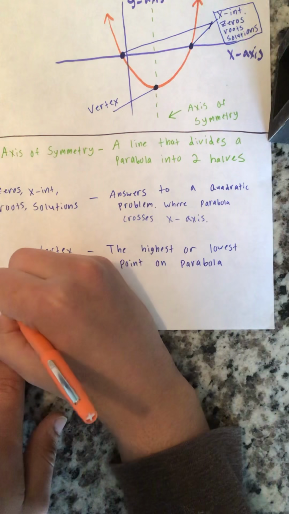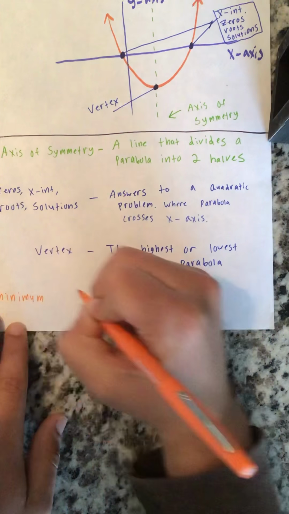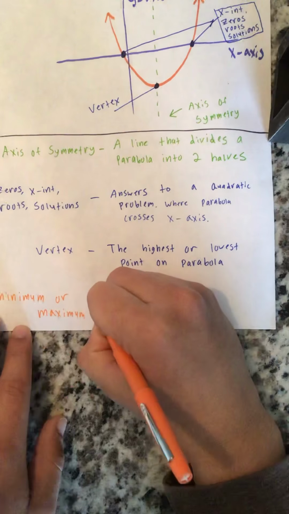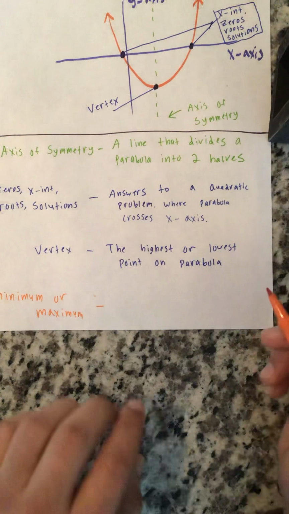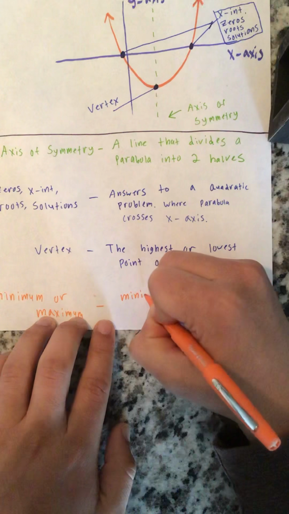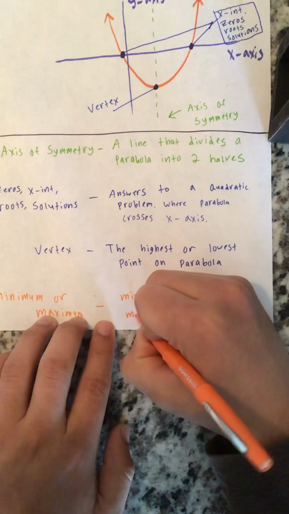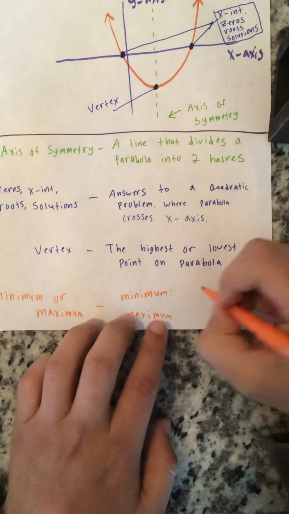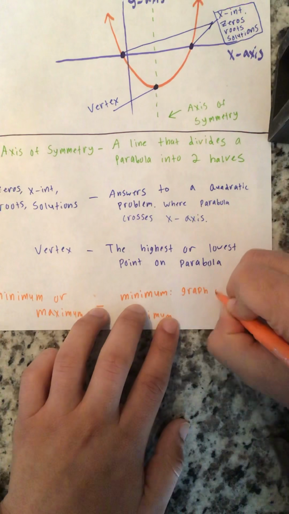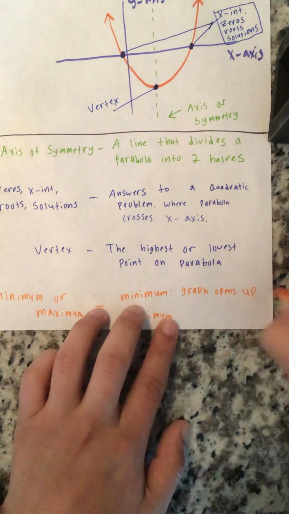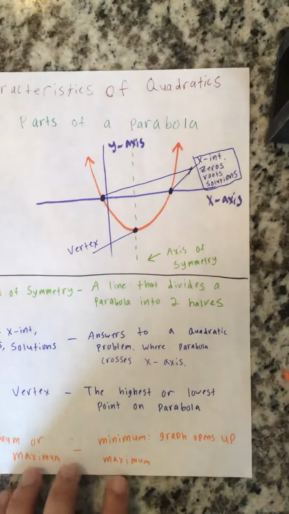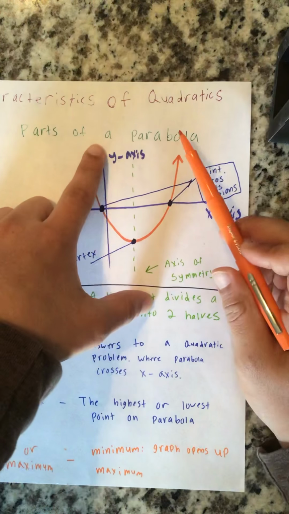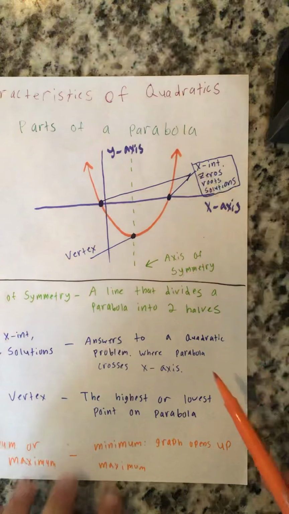is going to be the minimum or maximum. Okay, so if we have a minimum, that means the graph opens up. So if we look at this one, for example, we would have a minimum because the graph opens up, right? The endpoints go up. So there's a big space right in the middle that goes up, okay?